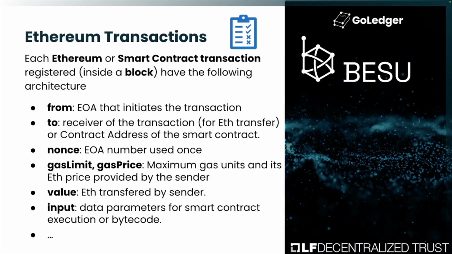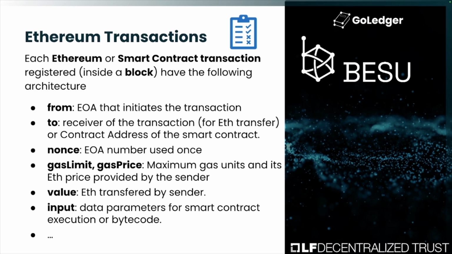The from and to fields specify the sender and destination accounts for the transaction. The to field may refer to an EOA account for Ether transfers or a contract address for smart contract interactions. The nonce field is a unique number assigned to the externally owned account, EOA, for each transaction it sends. It ensures that every transaction is processed only once and in the correct order.